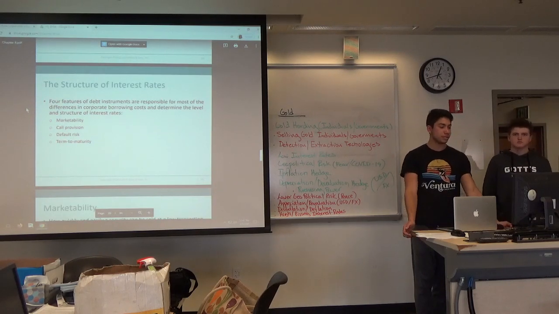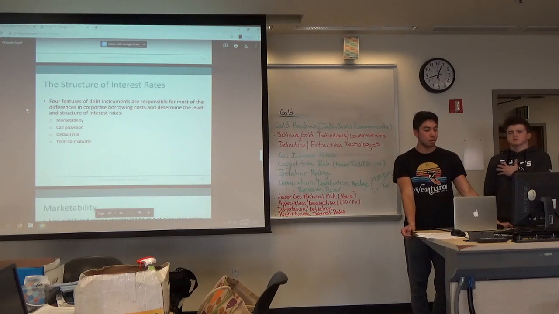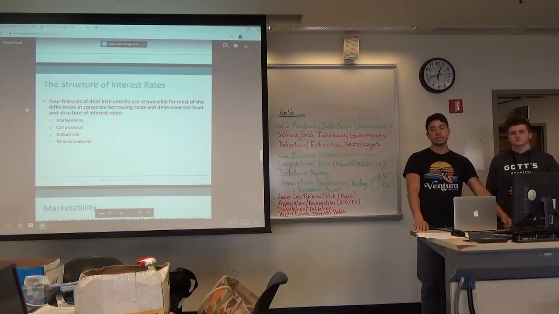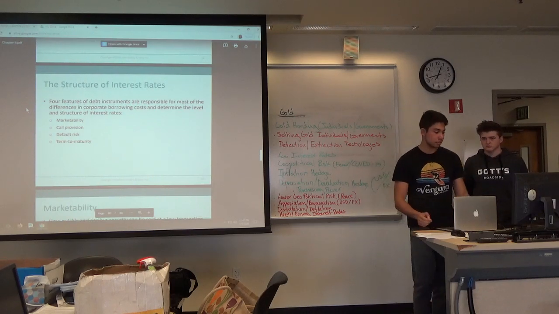And then the structure of interest rates. Four features of debt instruments are responsible for most of the differences in corporate borrowing costs and determine the level and structure of interest rates. So there's marketability, call provision, default risk, and term to maturity.